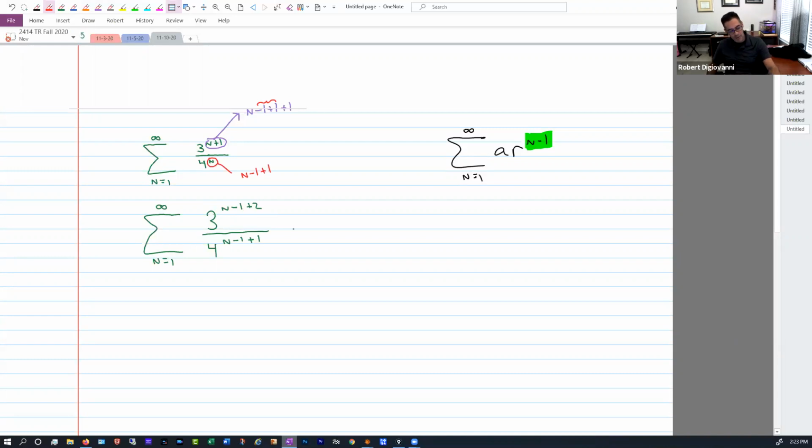Now at this point, this is just algebra. This can be rewritten as the sum from n equals 1 to infinity of 3 to the n-1 times 3 squared over 4 to the n-1 times 4. I'm using properties of exponents backwards, essentially splitting that there and there. Do y'all understand that and agree with it? No questions?